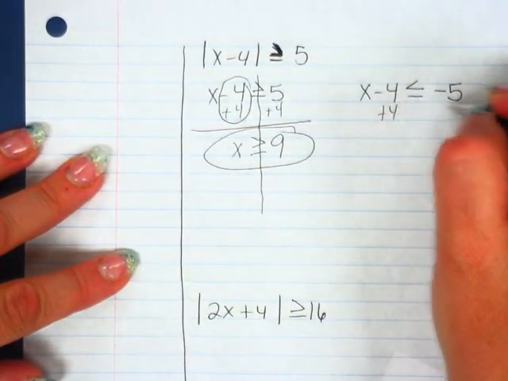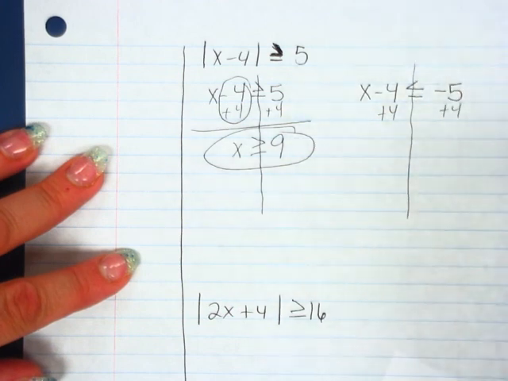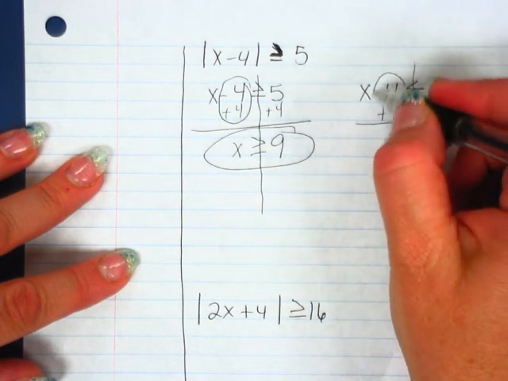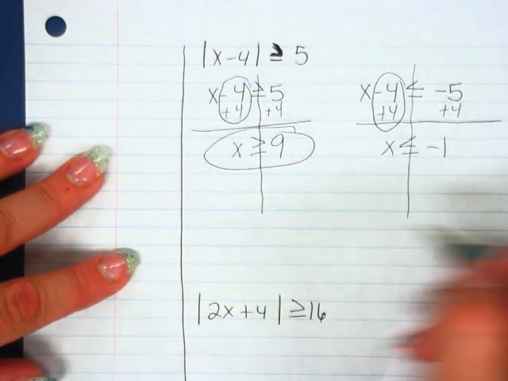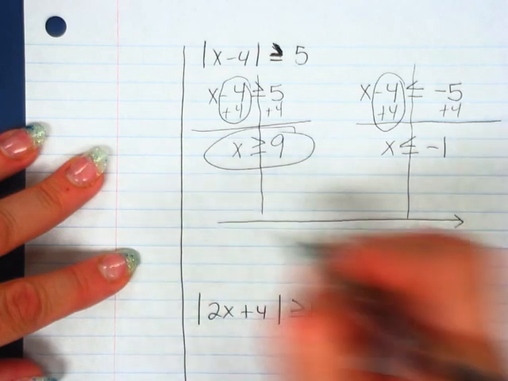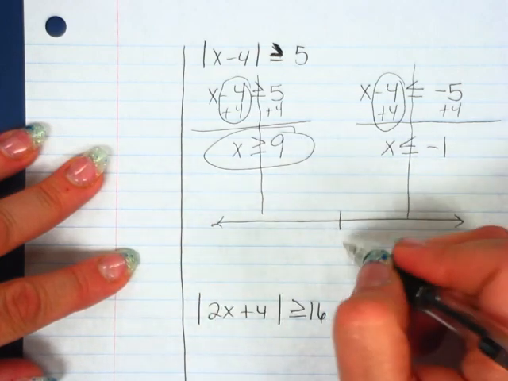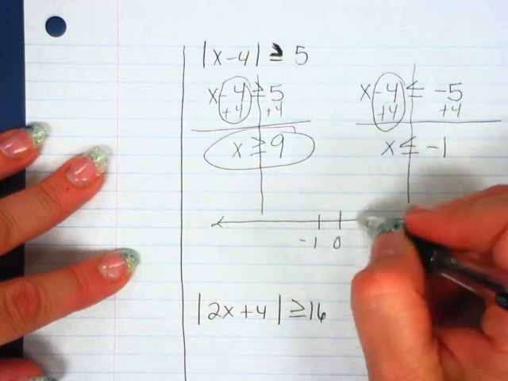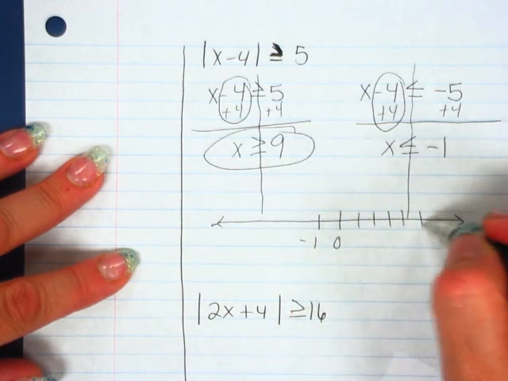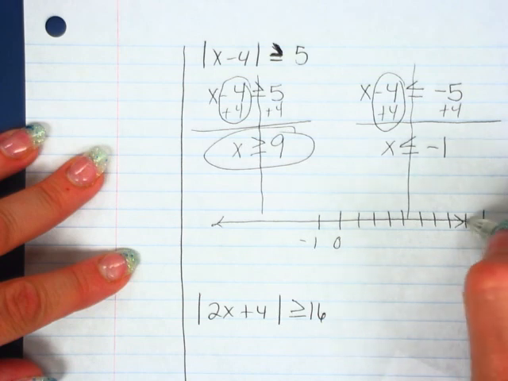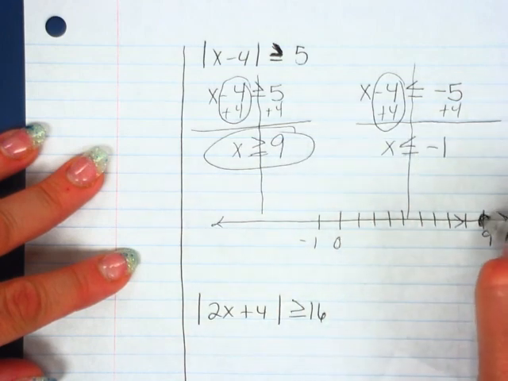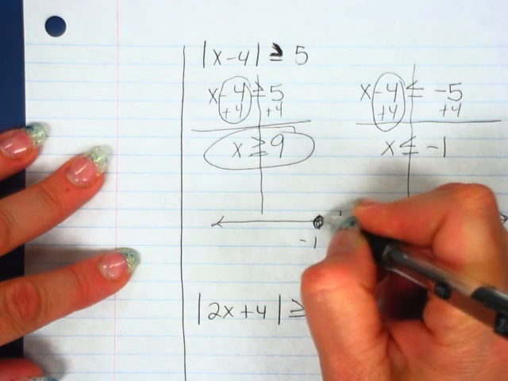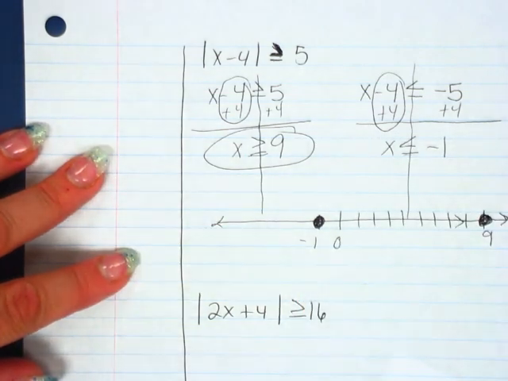Over here, I'm going to add the 4 to both sides, and don't forget you have the mirror. This gives me a 0, and I'm left with x is less than or equal to negative 1. So if I say this is 0, this is my negative 1. 1, 2, 3, 4, 5, 6, 7, 8, 9. Take my sign out there. And this is an equal to sign. So that means I have a closed circle. X has to be greater than 9.